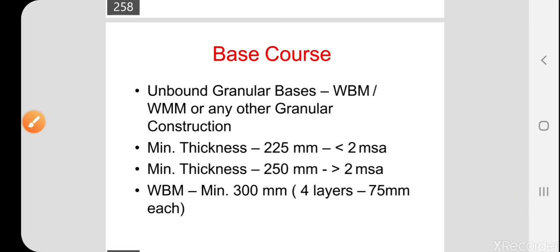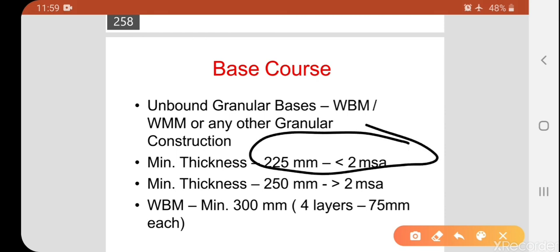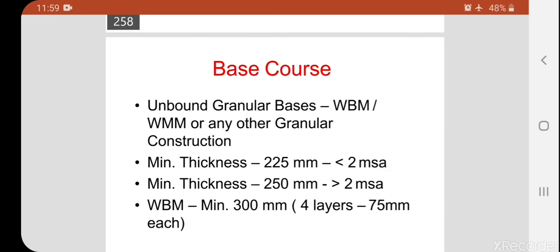Next, base course. Unbound granular base for WBM as well as WMM or any granular material. The thickness will be 225 if it is less than 2 MSA. Minimum thickness is 250 if it is greater than 2 MSA. For WBM, 300 mm for 4 layers.